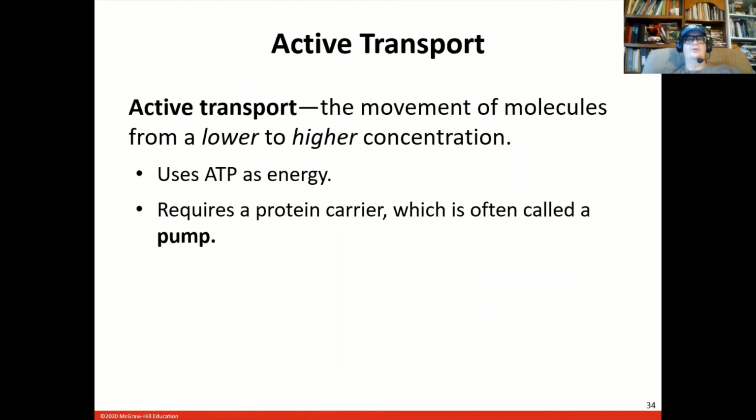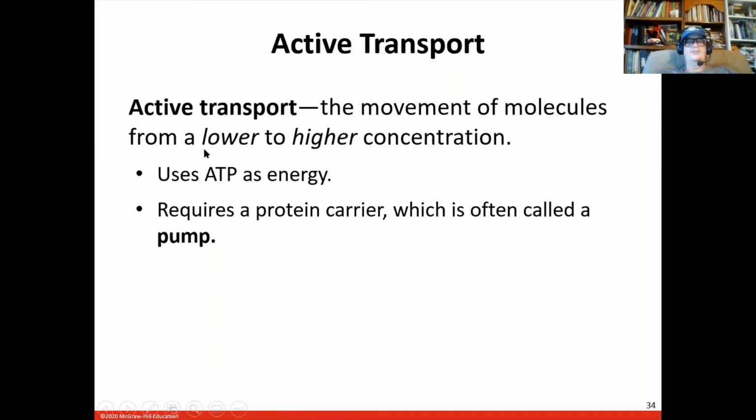Active transport. Now, I'm going to make a little fib here. They point out here, they say, it uses ATP as energy. That's, in honesty, a most of the time thing. That's not an all the time thing. Like active transport of hydrogen ions in mitochondria, it's not powered by ATP. In fact, it's used to make ATP. But we'll talk about that later. But they're right. This is most of the time.